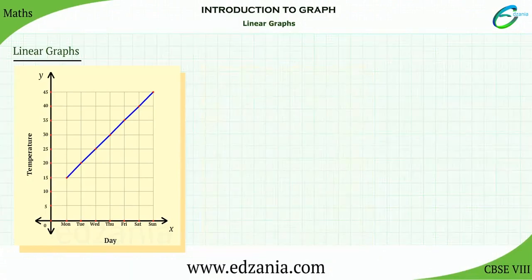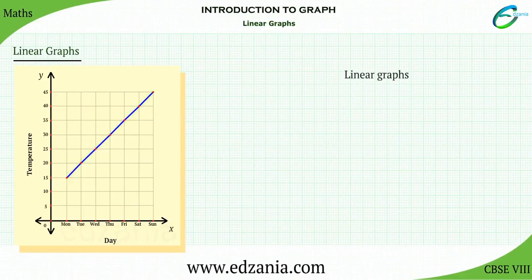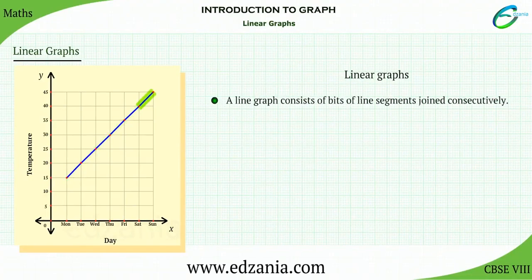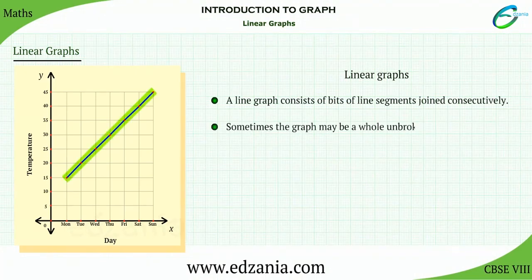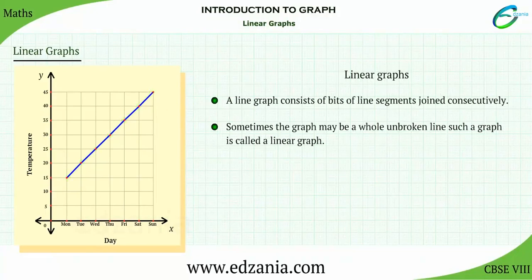In the first case, the graph is a straight line. It is said to be a linear graph. A line graph consists of bits of line segments joined consecutively. Sometimes the graph may be a whole unbroken line. Such a graph is called a linear graph. To draw such a line, we need to locate some points on the graph sheet. We will now learn how to locate points on a graph sheet.